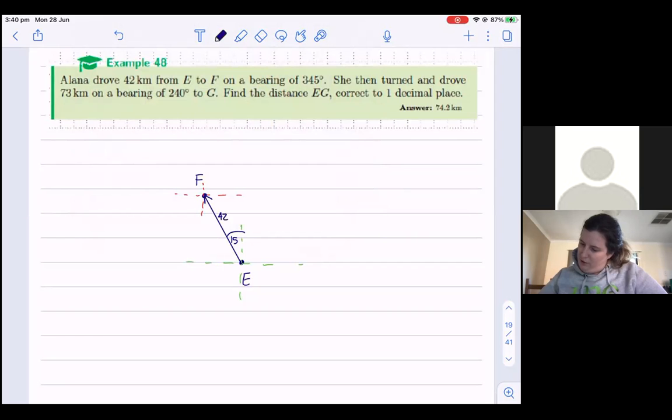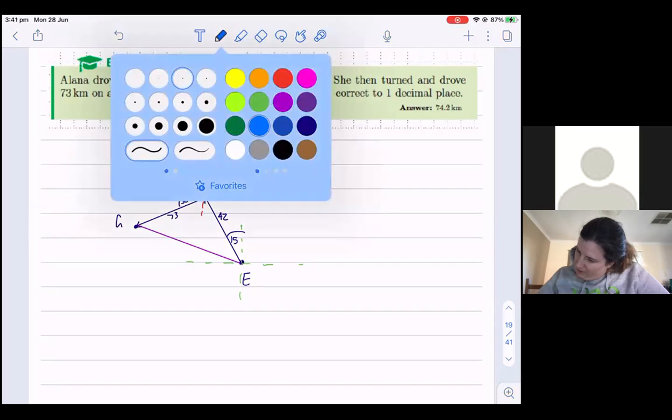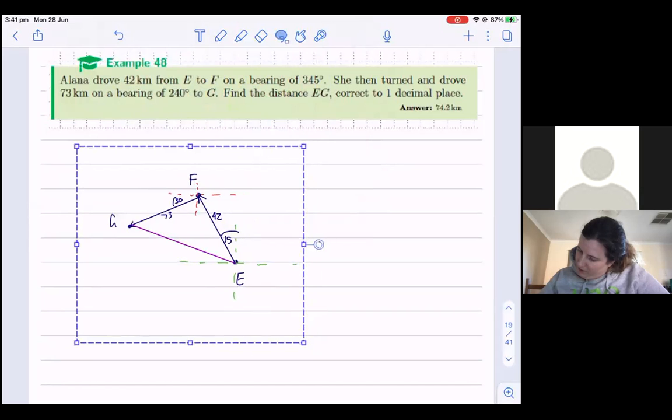They then turned and drove on a bearing of 240 degrees. So again, 90, 180, 270 must be down this way. It's 73 kilometers, and this gap was 30. And we want the distance, and that's G. We want this distance here. So it's going to be easiest if we find out some other angles. So, for example, I'm going to blow this up. I should have done it way bigger to start with.